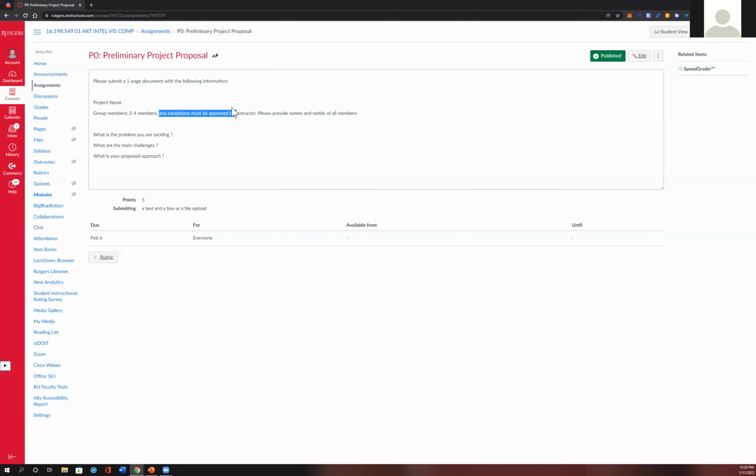So for example, you're a PhD student and you're using this class to pursue your PhD research and therefore would like to work as a standalone group member. That would be a reasonable circumstance. As part of your submission, please provide the names and net IDs of all members, and that is important. This document will answer 3 main questions. What is the problem that you are attempting to tackle? What are the main challenges towards addressing the aforementioned problem? And what is the high-level approach that you all will take?